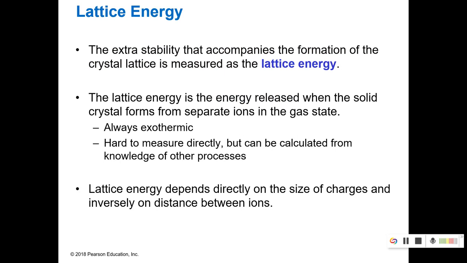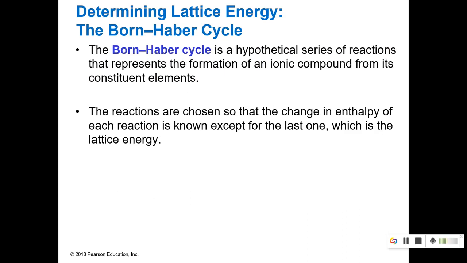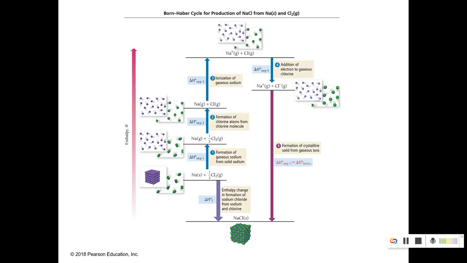Okay, that extra stability is because of the lattice energy. Lattice energy is released when the solid crystal forms from separate ions in the gas state, and it's always going to be exothermic. Yes, exothermic. It is super important that you remember that this is only for ionic compounds because you have to have ions for this lattice energy to happen. The Born-Haber cycle is a very common reaction that's used for lattice energy and thermochemistry in general.